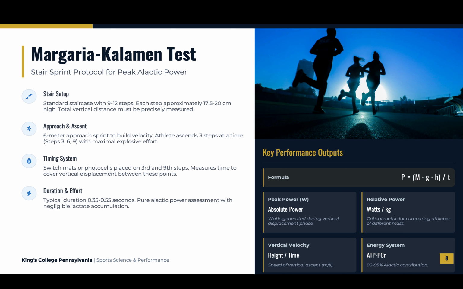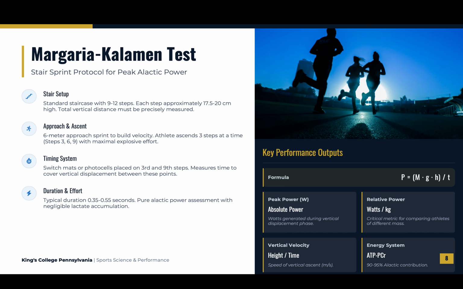How is the approach and the ascent? You have a 6-meter sprint to build the velocity, and the athlete ascends 3 steps at a time. So there would be steps 3, 6, and 9, with maximal explosive effort.